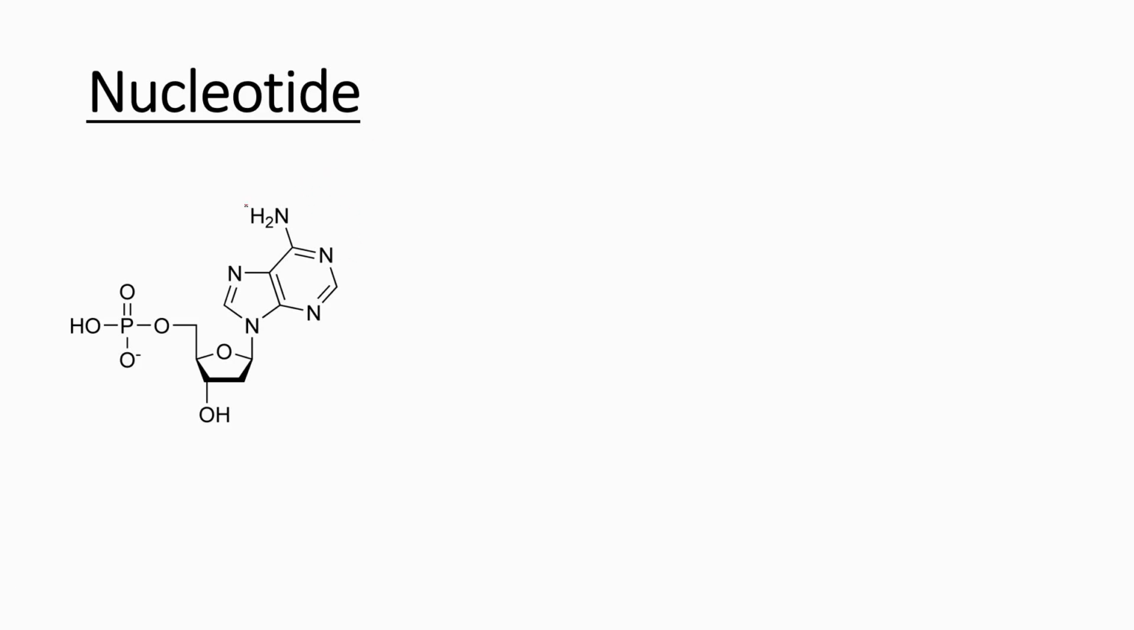Here in this nucleotide we have three components. The first component here is the phosphate. The complete structure is shown. In this five-membered ring, this sugar, this pentose, is a deoxyribose if it's DNA, and it's a ribose if it's RNA.